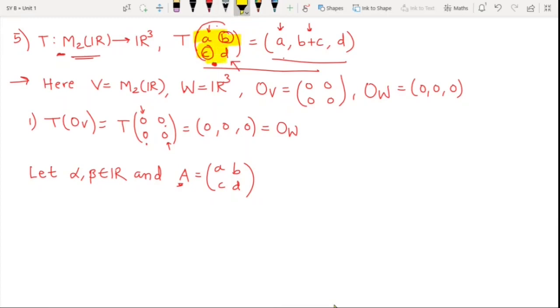If you want, I will highlight it. Okay, which is, now the second element I'll take to be B, with entries A1, B1, C1 and D1, belonging to V, that is nothing but M2 of R, any elements.